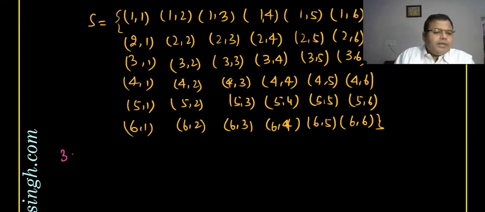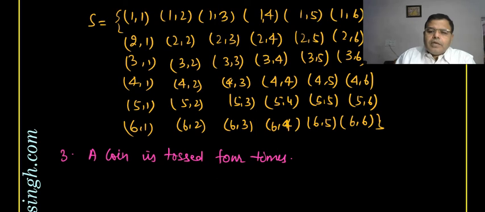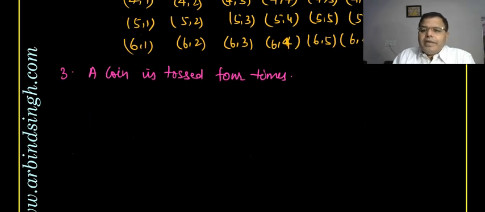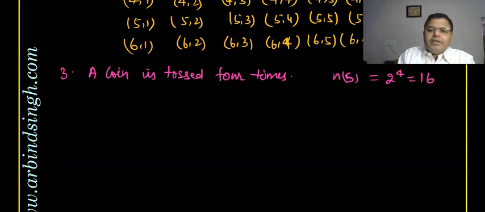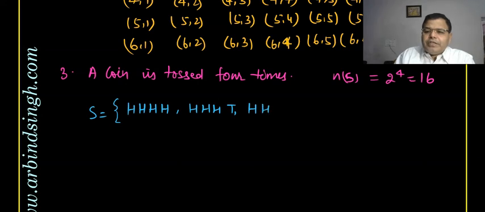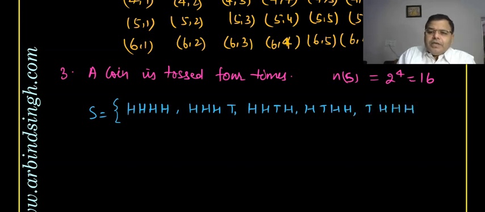Now let us solve question number 3. A coin is tossed four times. Then the total number of outcomes, n(S), is nothing else but 2 raised to the power 4, that is 16. So here the sample space will be S = HHHH on 4H, then HHHT, and T can change its place. Now 3H and 1T, and 2H and 2T are also possible.